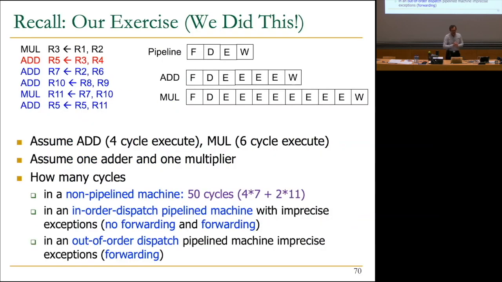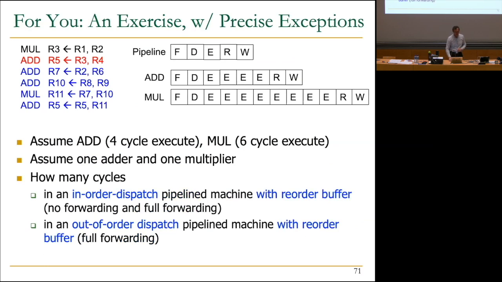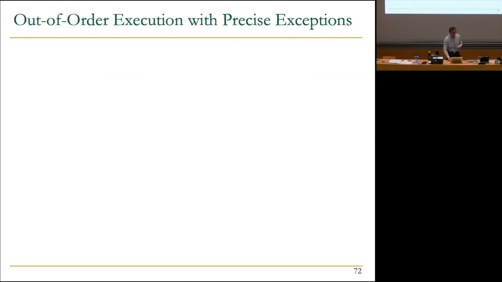Okay, basically, we did this exercise. That's great. Hopefully you can do it on your own, and I would recommend that. An exercise for you is to do the same exercise with precise exceptions. It's not going to be that different, frankly. You need to add a reorder buffer stage into the pipeline, but it's not going to change the timing that much either. But let me talk about out-of-order execution with precise exceptions.